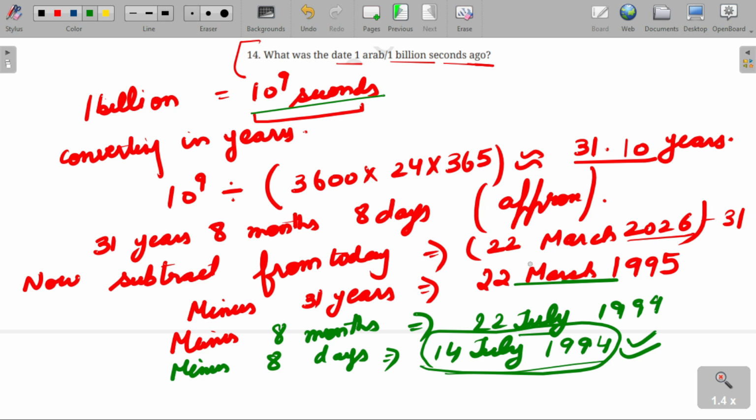Okay. I hope you understand the concepts. Yes, it is a bit calculative. It's okay. You will get to know a lot of things after doing this chapter.